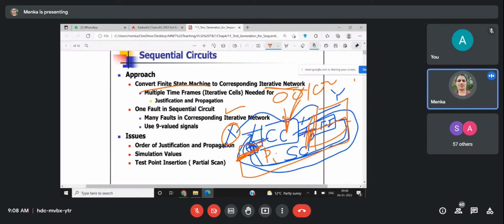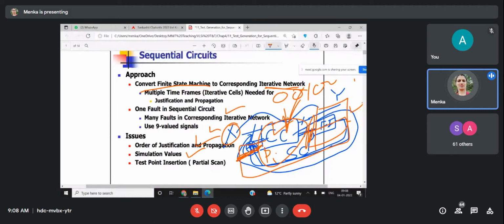So you may use different kinds of algorithms. Maybe whatever you have used for combinational circuits, the same set can be used, or the 9-value signal algorithm can also be used to propagate that fault, right? So first you have to make multiple replicas of the original combinational circuit, and then you will apply any algorithm. So what are the issues? The issues are the order of justification and propagation. Since there are multiple replicas of the combinational circuit, the circuit becomes a little bit bigger, and you need multiple sequences of the inputs, right? So that is the problem.